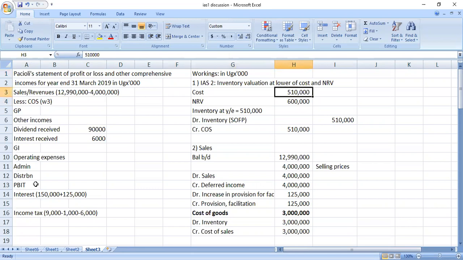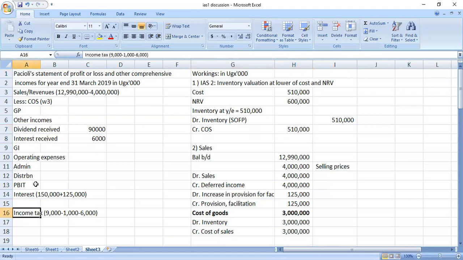Yes, you choose the smallest. We took 500. It was the smaller of the two. 500 is the value of inventory, so the only thing we're using is 500. There's no 600. Okay.